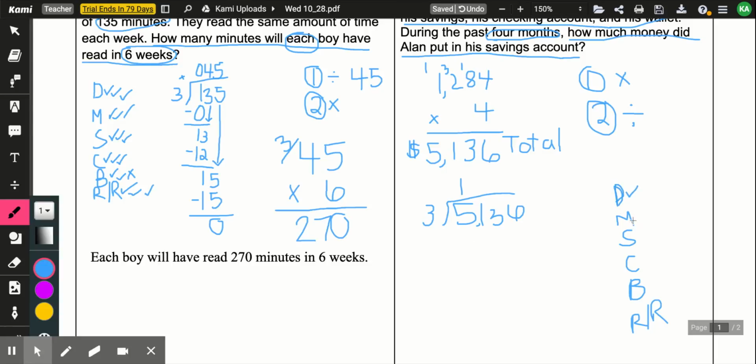My next step is to multiply. What am I going to multiply? I always like to put a multiplication symbol here to know that I'm doing 1 times that 3, which is 3. Our next step is to subtract, so I'm going to do 5 minus that 3 I just wrote, which gives us 2.